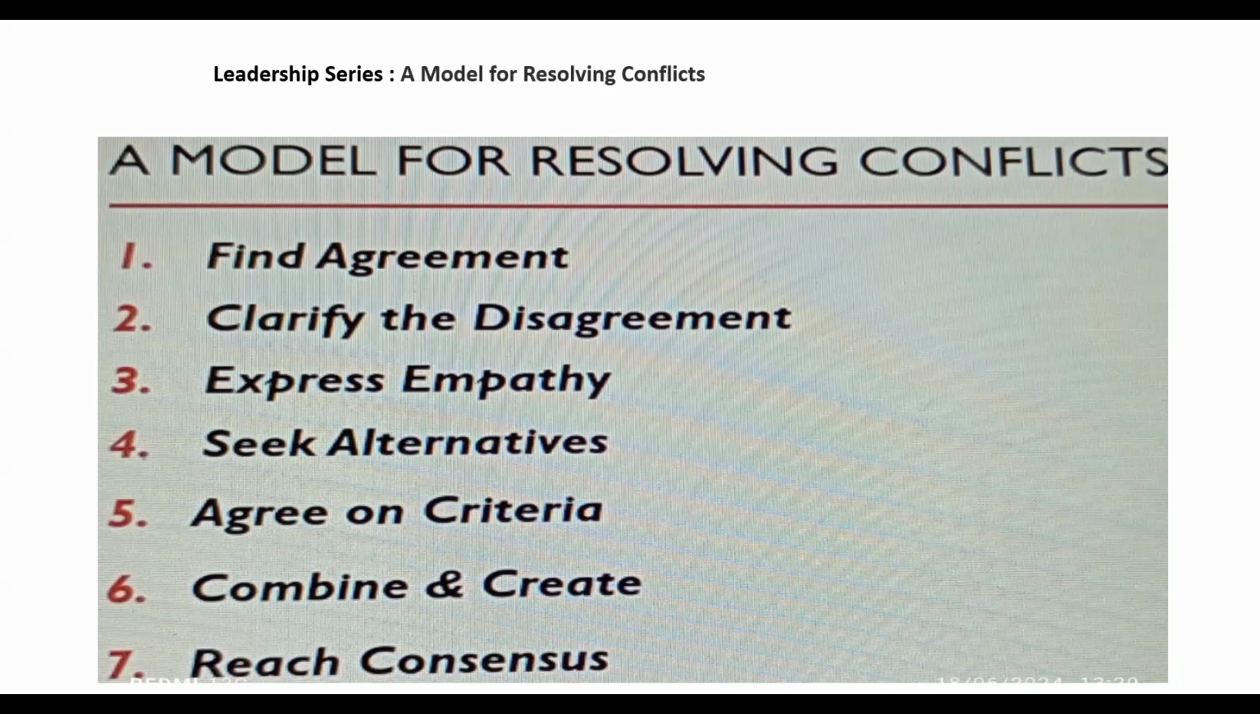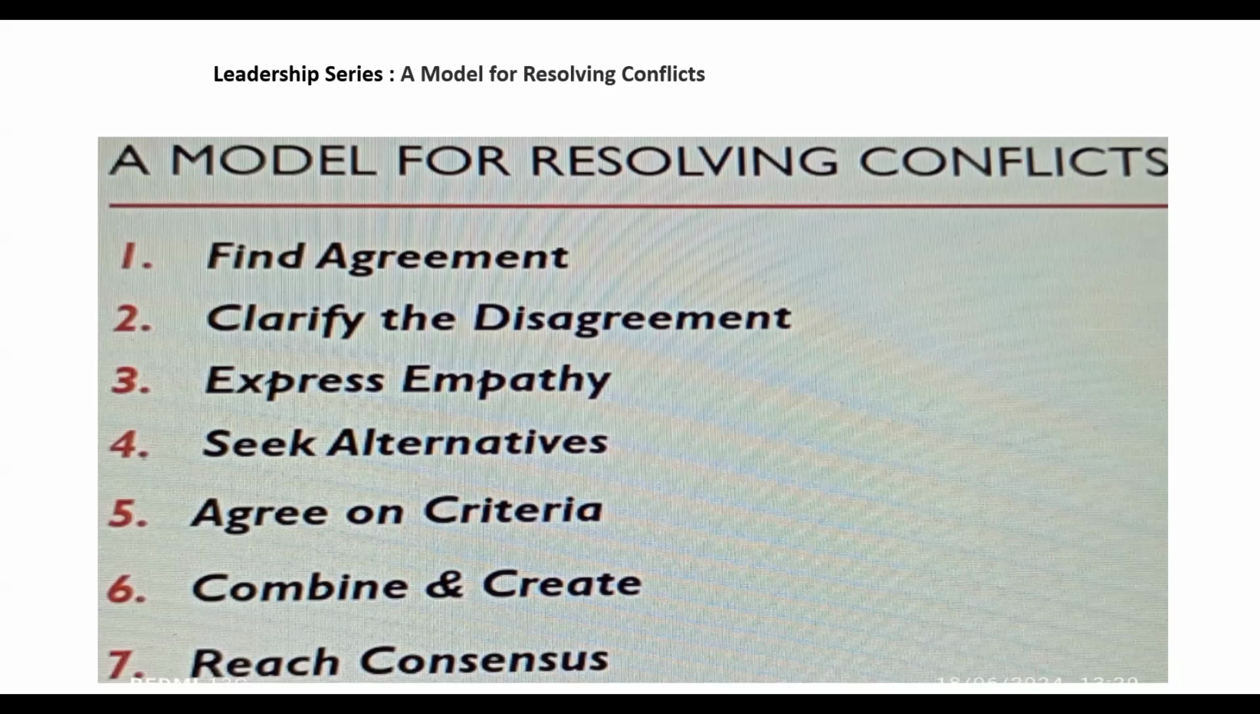Let's agree on criteria for a solution. Does it have to be immediate? Can it be a long-term solution? Does it just involve the two of us, or does it need to involve 10 other people? What are the criteria for what good solutions to this conflict would look like?